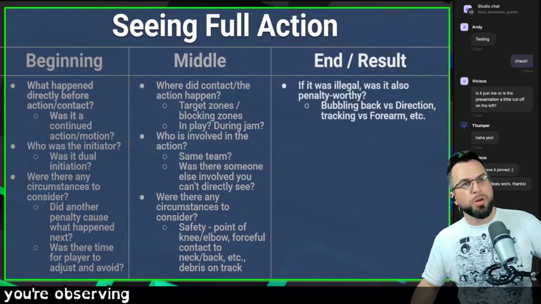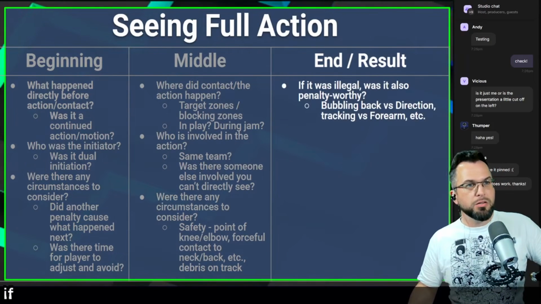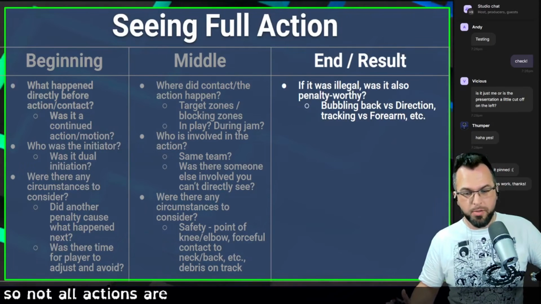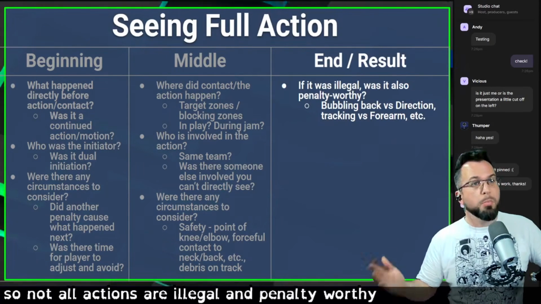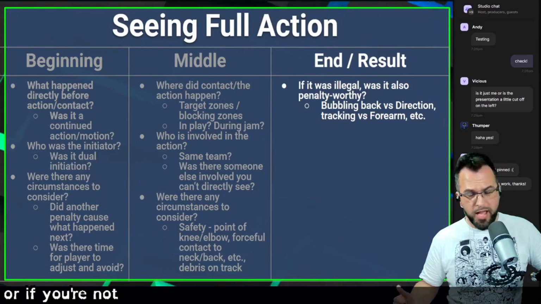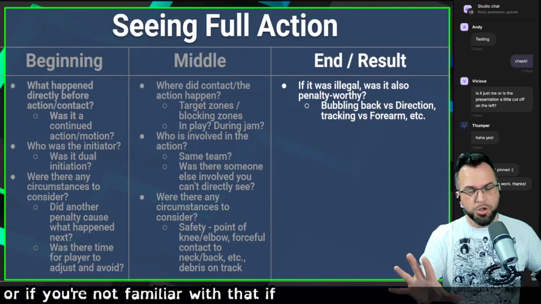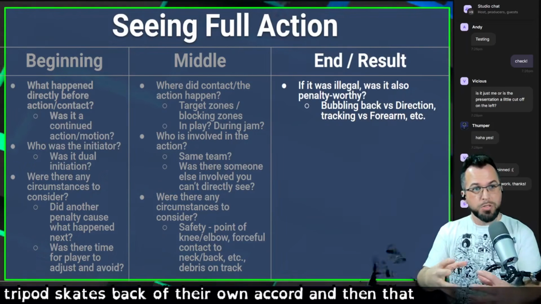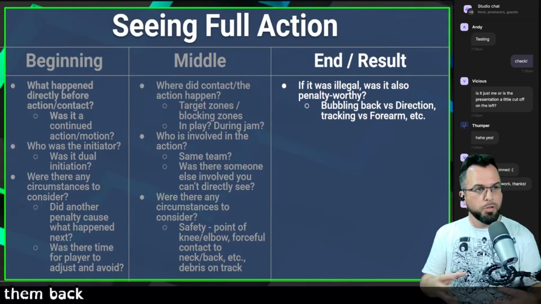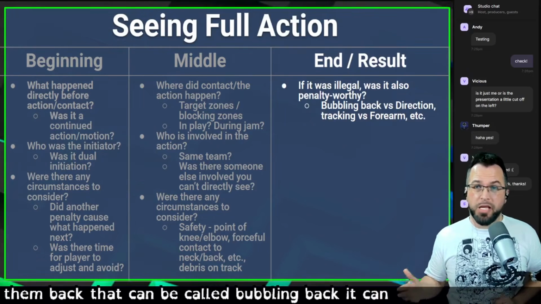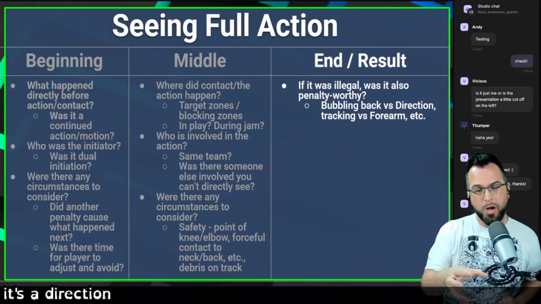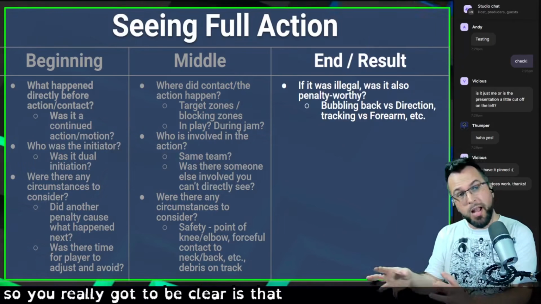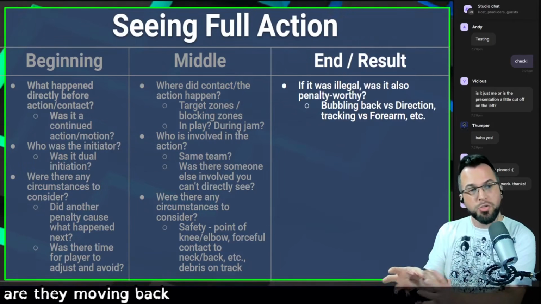Cool. And then what happens afterwards? If it was illegal, was it also penalty worthy? So not all actions are illegal and penalty worthy. For example, bubbling back. If you're not familiar with that, if somebody who's pushing on a tripod skates back of their own accord and then that tripod follows them back, that can be called bubbling back. It can seem like maybe it's a direction penalty, like that tripod is pushing that person back. So you really got to be clear. Is that person being pushed back, or are they moving back on their own and they're just being followed back?